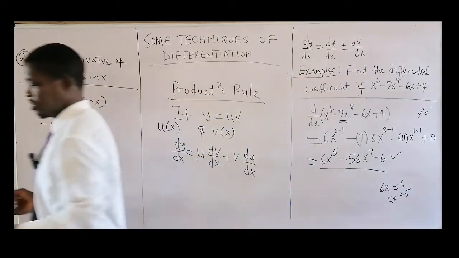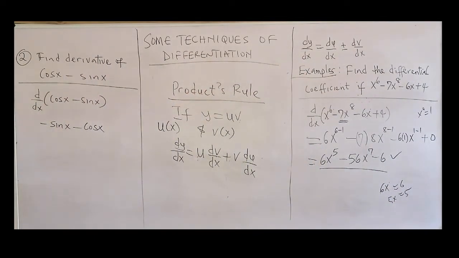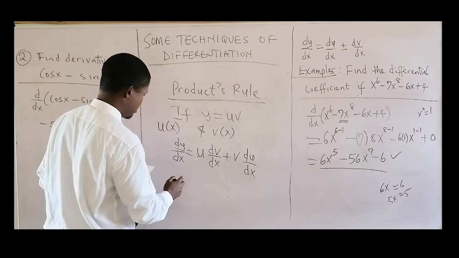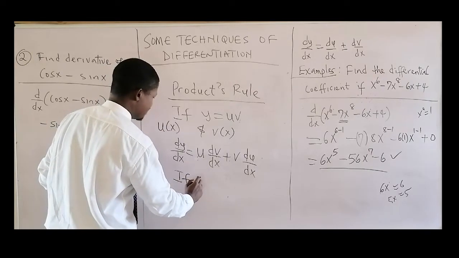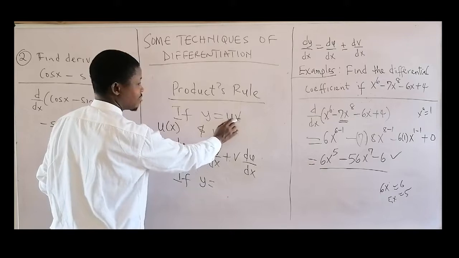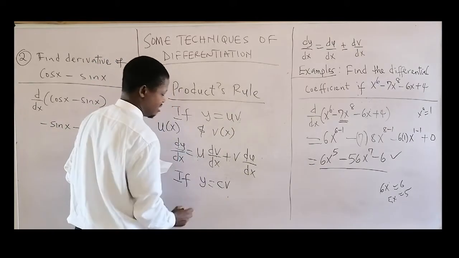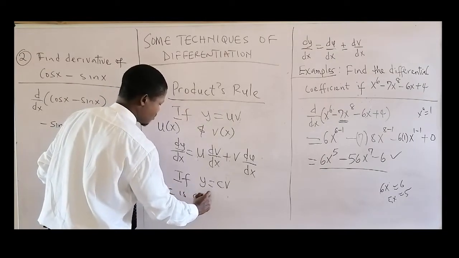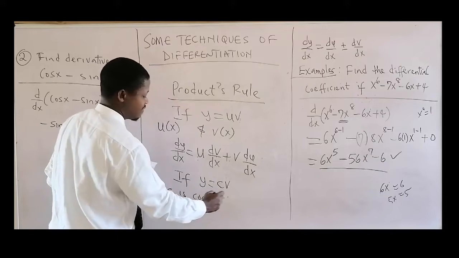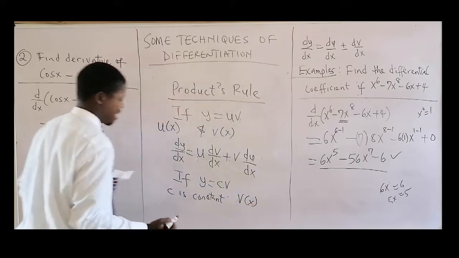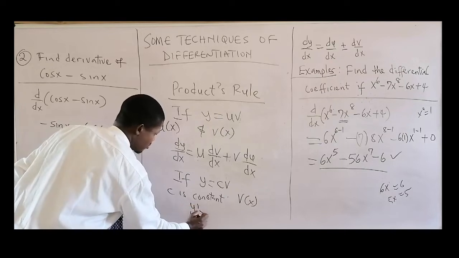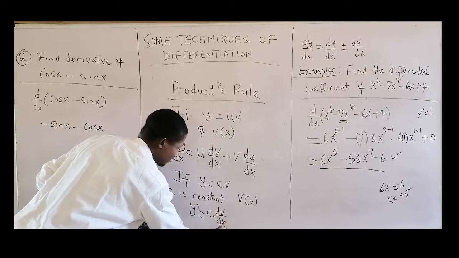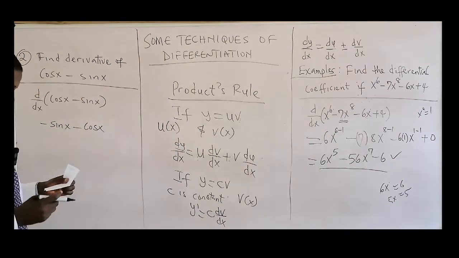Let's see questions on the product rule. Before we see a question, what if one of the items you are multiplying is a constant? Say y is equal to Cv, where C is constant and v is a function of x. In that case, your differential coefficient is equal to C outside, times dv/dx. So that's that on that case.